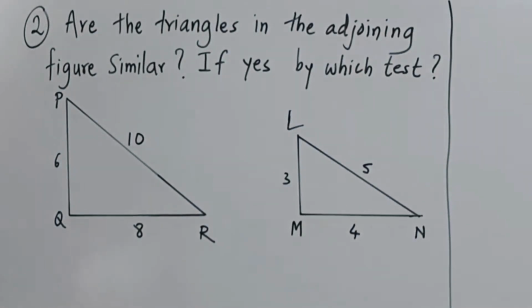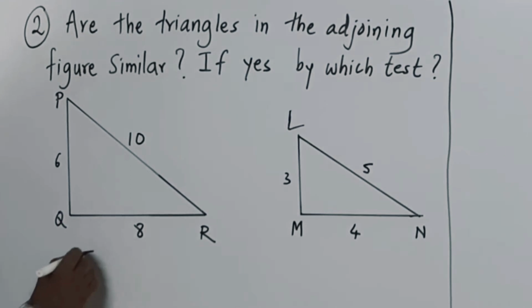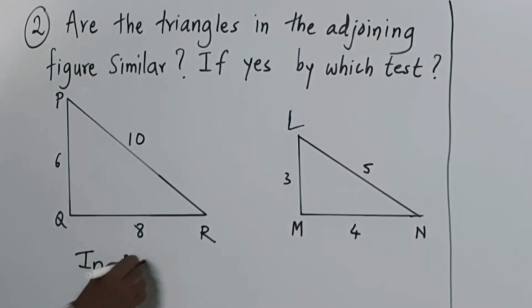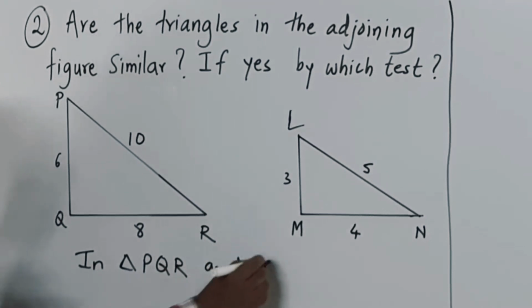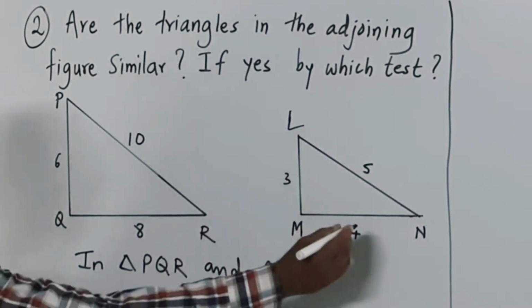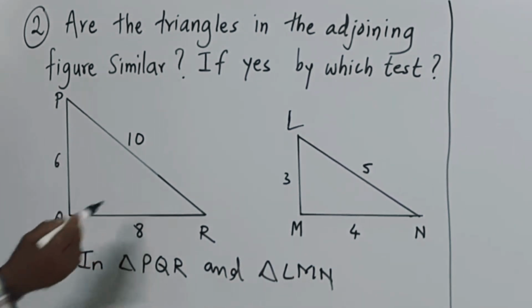Second example: are the triangles in the adjoining figure similar? If yes, by which test are they similar? Now let us consider triangle PQR and triangle LMN. If you observe these two triangles, the lengths of the sides of both triangles are given.